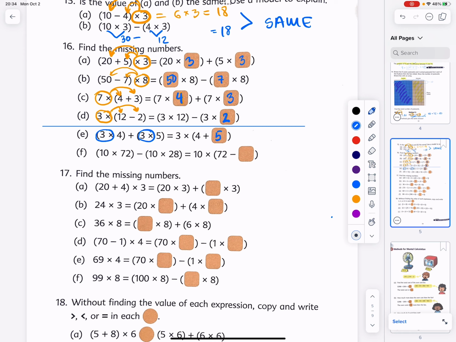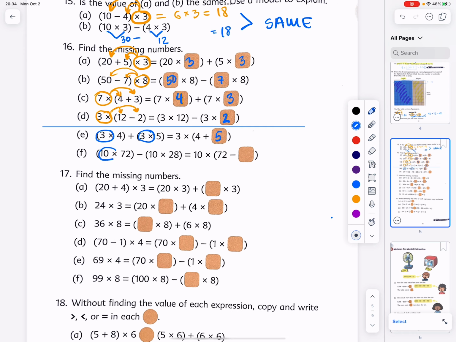We have a difference: 10 times 72 minus 10 times 28. 10 is a common factor. So we can say we took 10 72 times, but then we subtracted 28 tens. Or we can look at it this way. Now, again, more find-the-missing-number exercises. I'm only going to focus on the bottom 3, while you can do A, B, and C on your own. So let's take a look at the bottom 3.